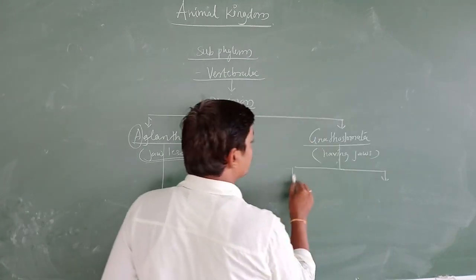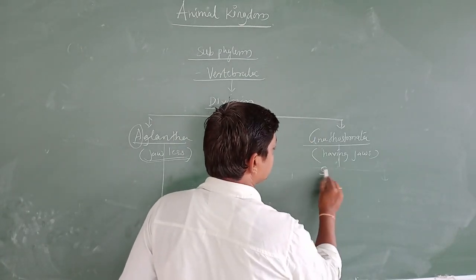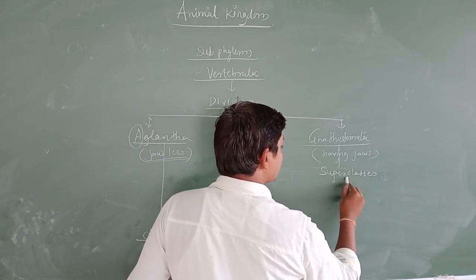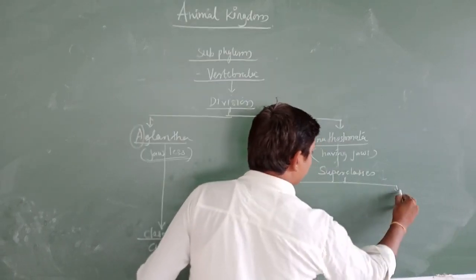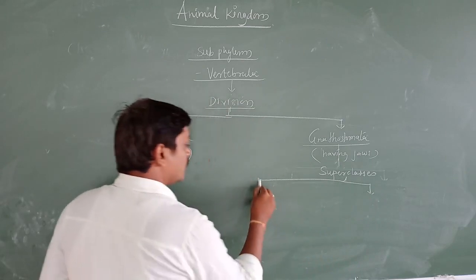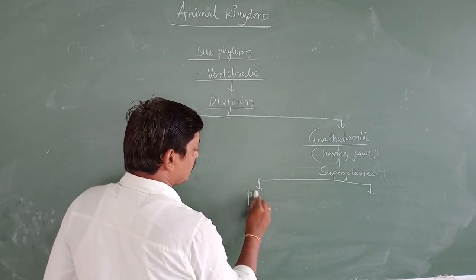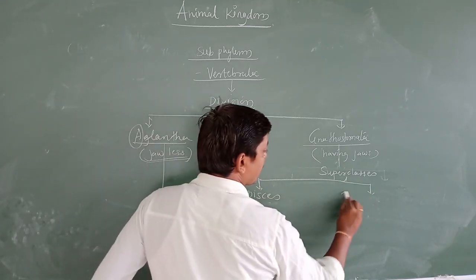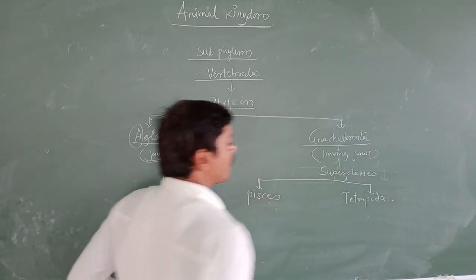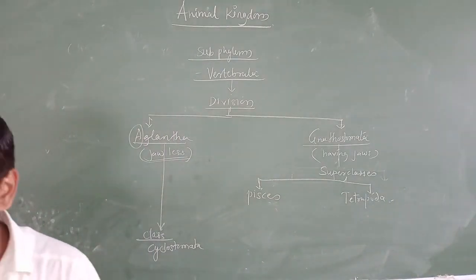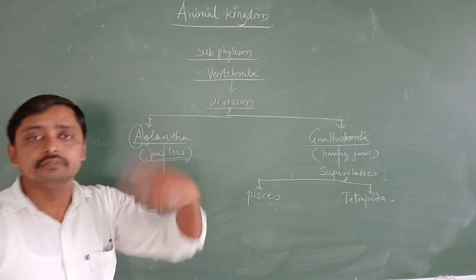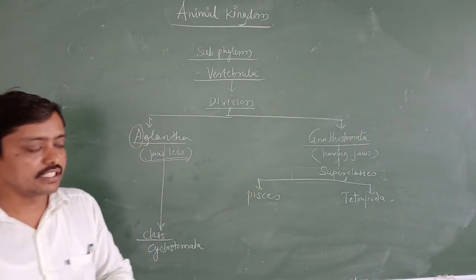Again, it is divided into 2 superclasses. What are those 2 superclasses? I am going to write here. Superclass Pisces and superclass Tetrapoda.